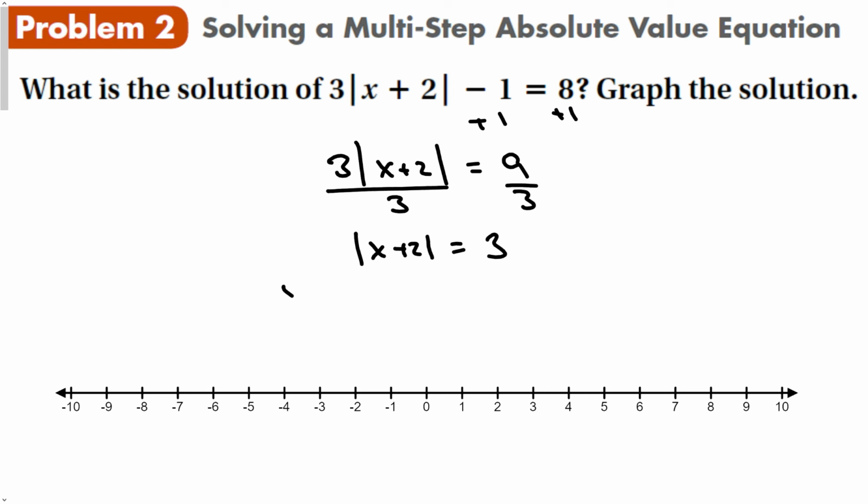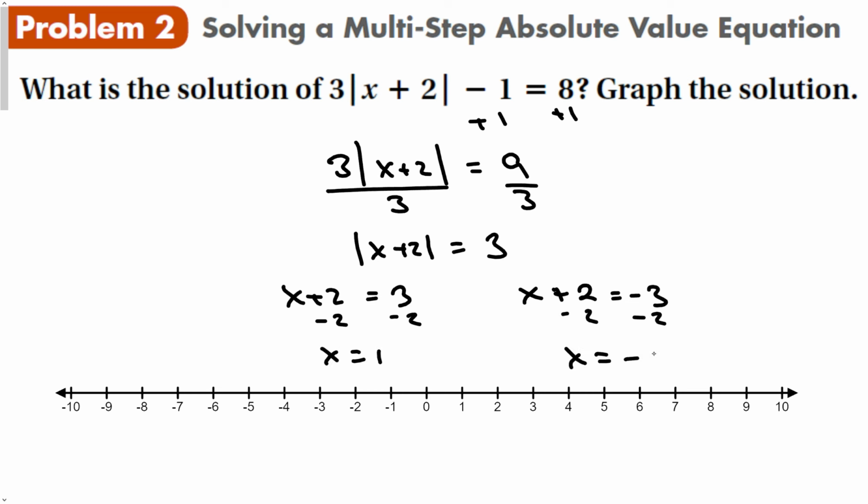Now we can say that x plus 2 is 3, or x plus 2 is equal to negative 3. Subtract 2 from both sides, x is 1. Subtract 2 from both sides, x is negative 5. Graph it, we got a 1, and we got a negative 5. Okay.